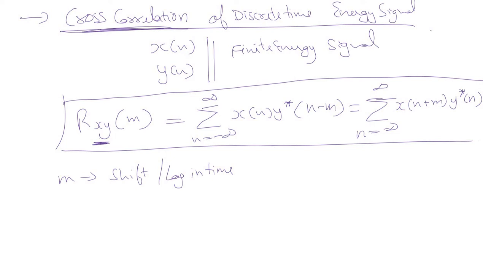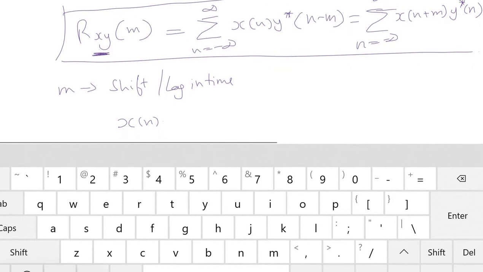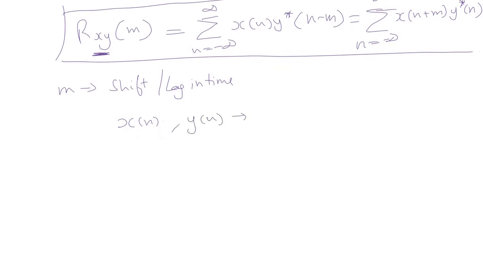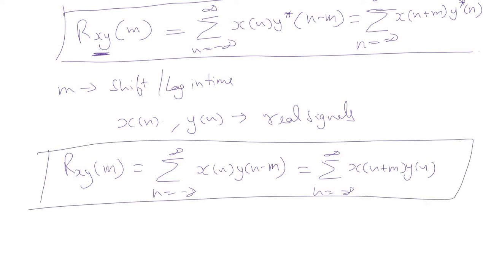Now if x[n] and y[n] are both real signals, then the corresponding cross correlation function can be represented as the summation of x[n] into y[n minus m]. It can alternatively be written as x[n plus m] y[n]. This is the scenario when x[n] and y[n] are real signals.